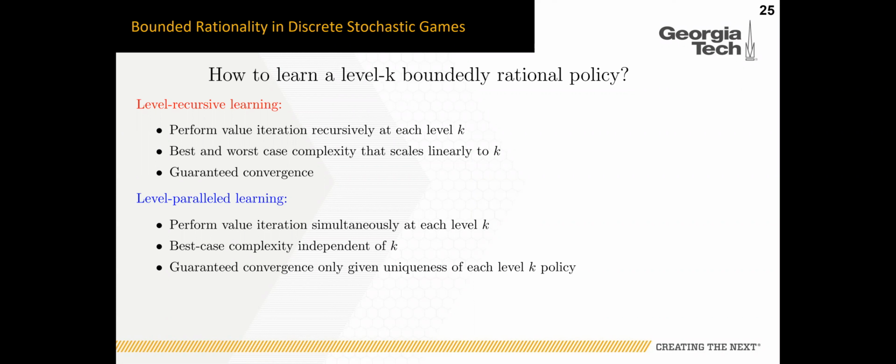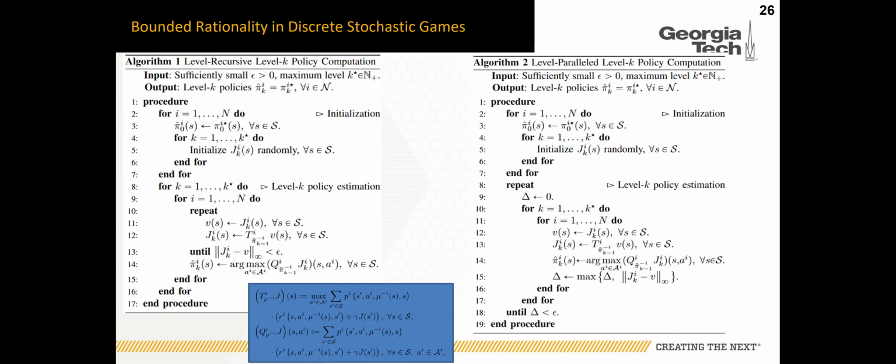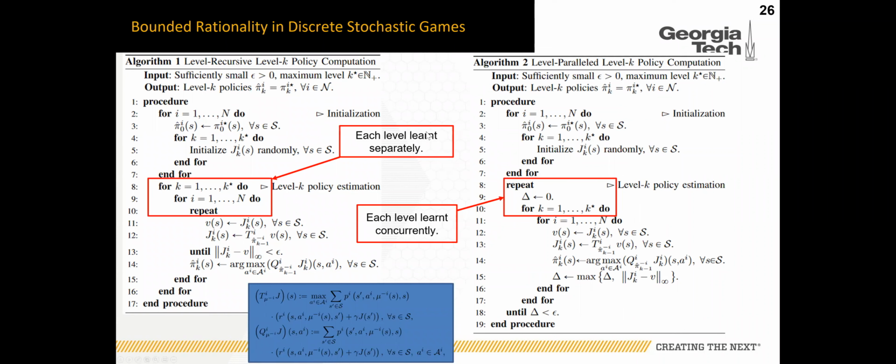Again, in order to solve this stochastic game and learn this bounded rational policy, we will provide two different kinds of learning frameworks. One that is more recursive, and the other that is parallel. So here are the two different frameworks. As you see, for the first one on the left, each level is learned separately, and for the next one, each level is learned concurrently. You can think that I have adapted the classical value iteration and policy iteration to different levels. And of course, we also provide convergence of everything.